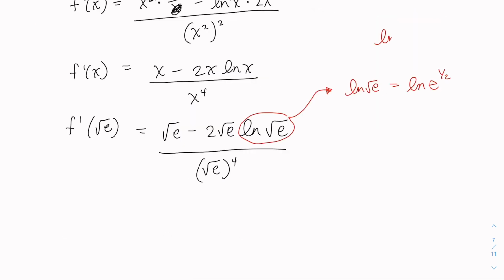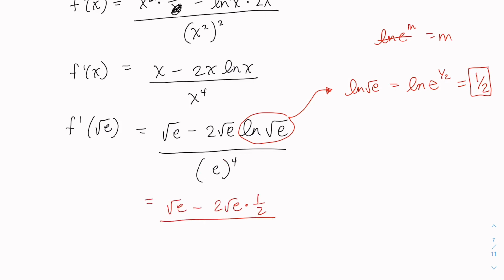So I can use this rule. Natural log of e to the monkey is just monkey, and I can see that the power is actually 1/2. So I can simplify that. Notice the 2's cancel, leaving me with root e minus root e all over e squared, which is 0 over e squared, and my final answer is 0.